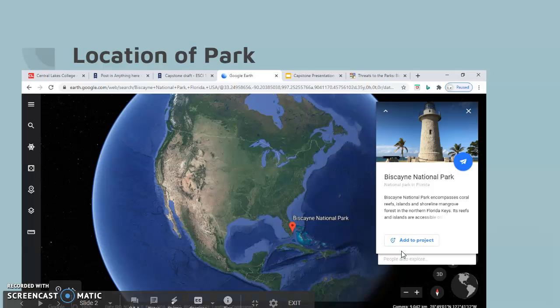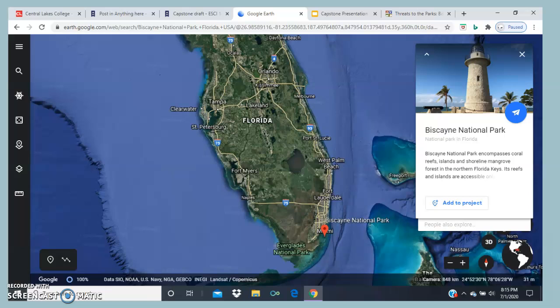The location of the park is in the United States. It is located in the state of Florida, basically in Miami.